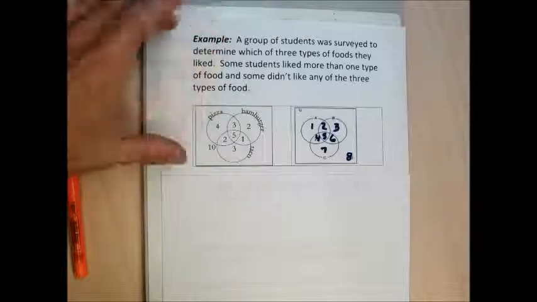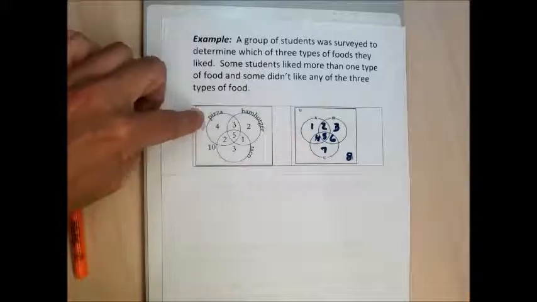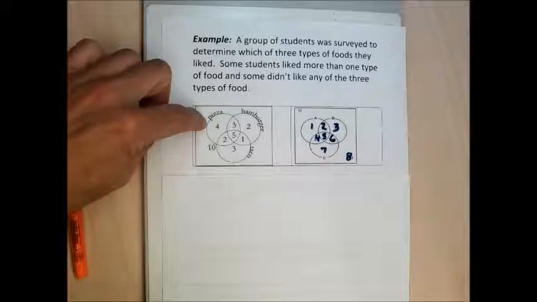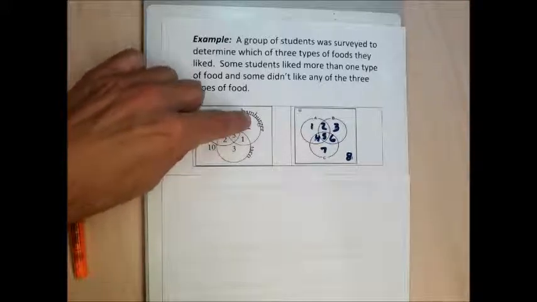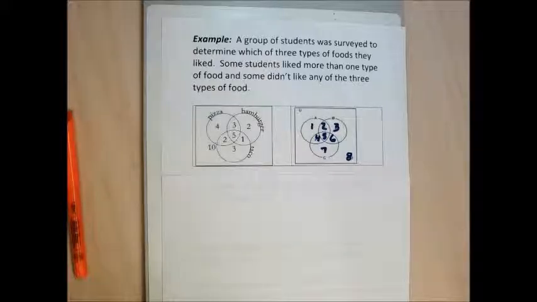So this 3-set Venn diagram says a group of students was surveyed to determine which of the 3 types of foods they liked. Some students liked more than one type of food. Some didn't like any of the 3 types of food. So there are 8 regions. Some students liked pizza. Some didn't like pizza. Some liked hamburger. Some didn't like hamburgers. And some liked tacos. Some didn't like tacos. And some maybe didn't like any of the brands.